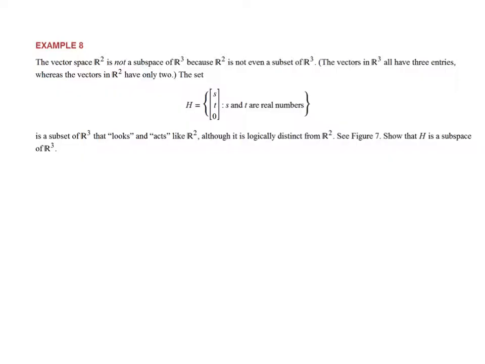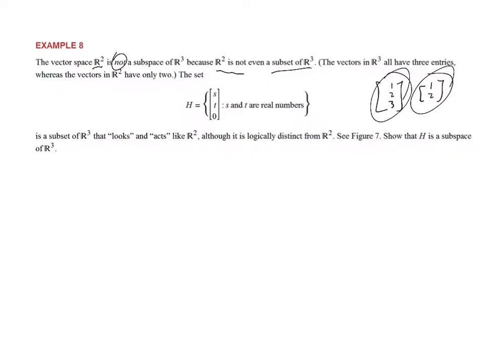This next example is something that is specifically not a subspace. They tell us the vector space R2 is not a subspace of R3, because R2 is not even a subset of R3. The logic behind that is that vectors in R3 have 1, 2, 3 entries. Vectors in R2 have 1, 2 entries. So this thing can't be a subspace of that thing because they don't look the same.